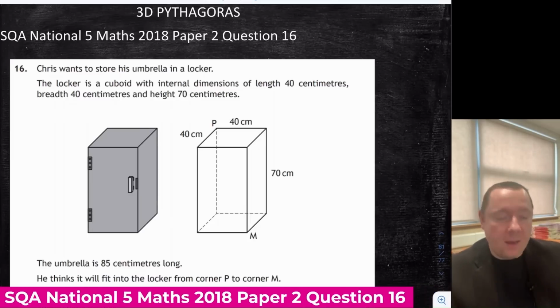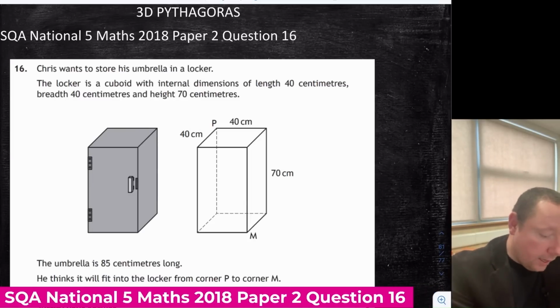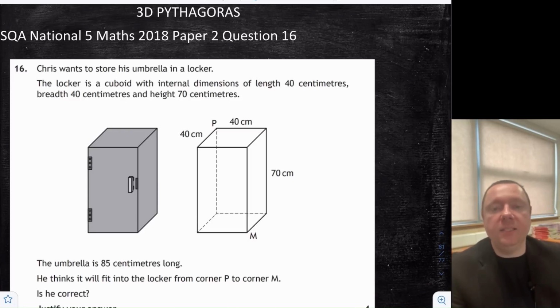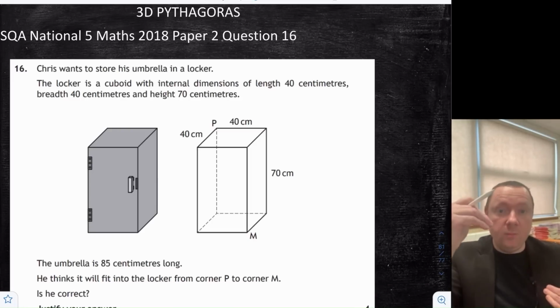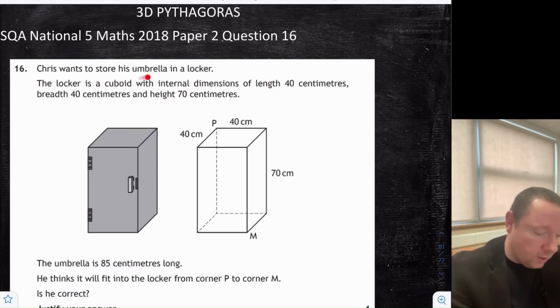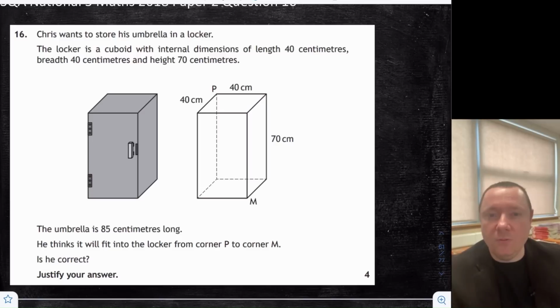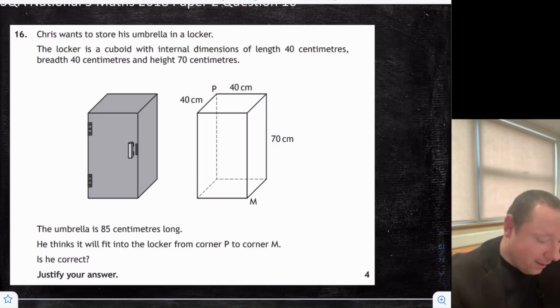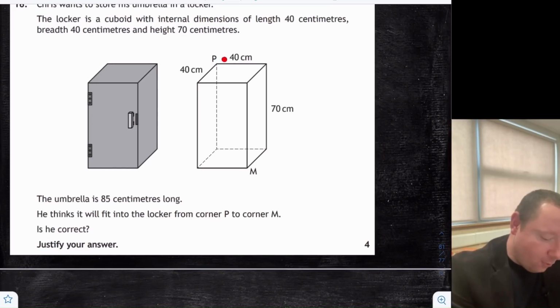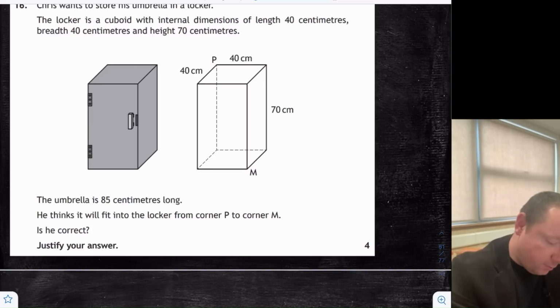Moving on to 3D Pythagoras. SQA National 5 Maths 2018 Paper 2 Question 16. So this is often calculating a missing length in a 3D shape, usually with a space diagonal. Chris wants to store his umbrella in a locker. The locker is a cuboid with internal dimensions 40, 40 and 70. The umbrella is 85 centimetres long. He thinks it will fit in the locker from P to M. Is he correct? You should probably just put that umbrella in the locker and check himself, but let's do some maths. So we've got 40 by 40 by 70, and we want to calculate the space diagonal.